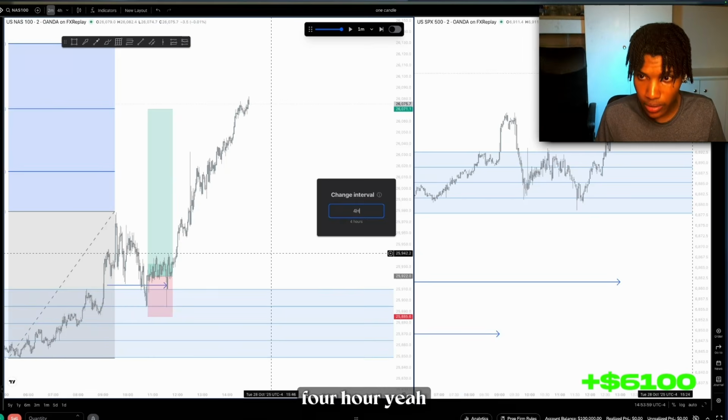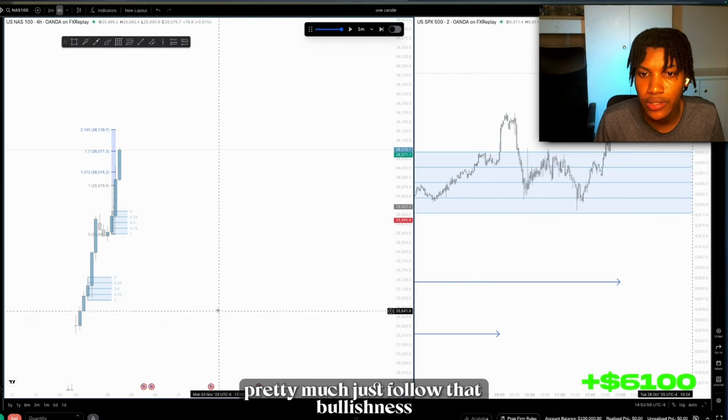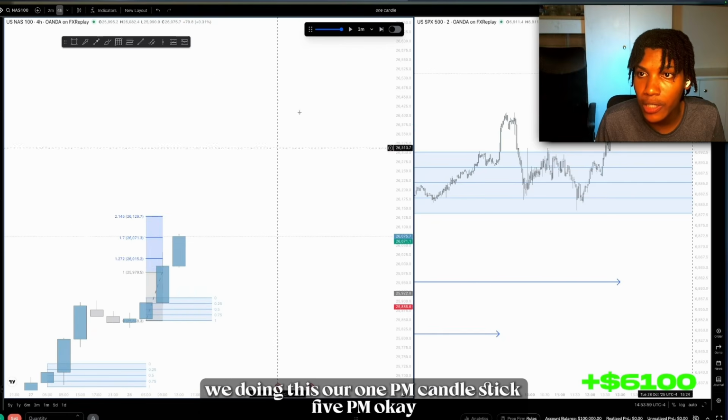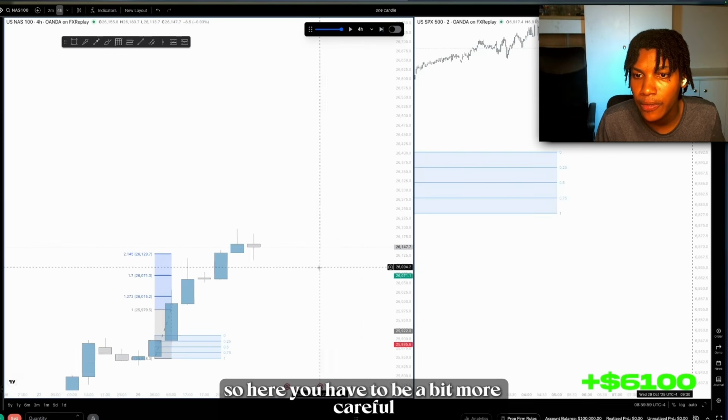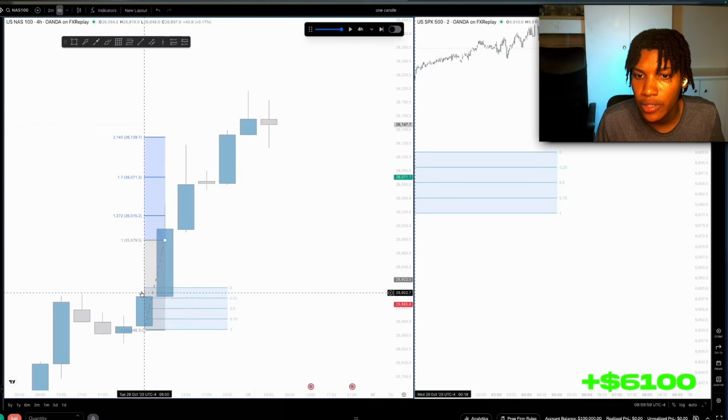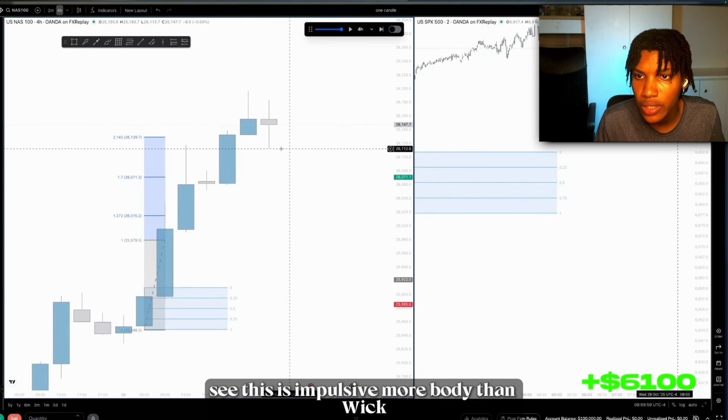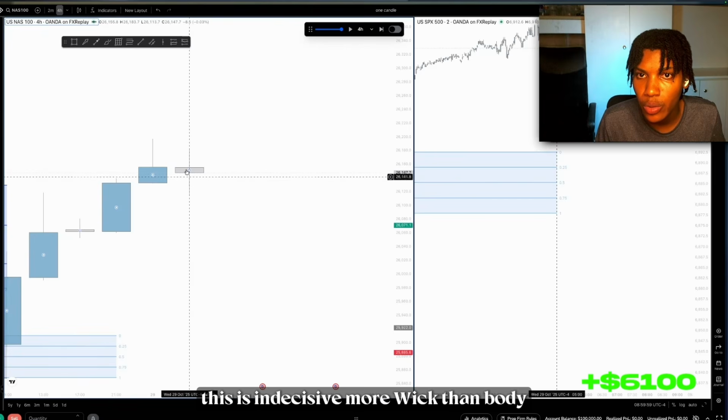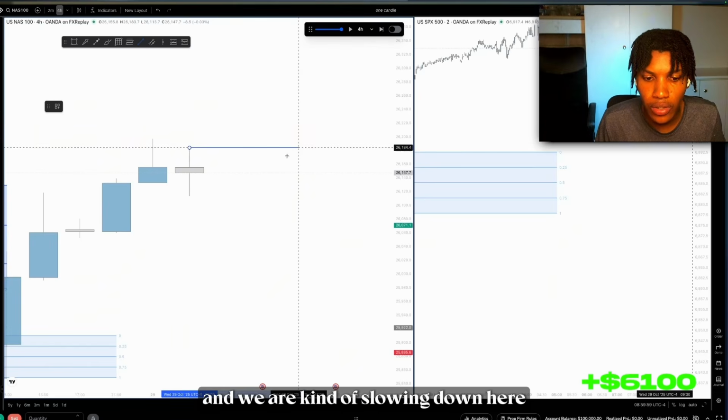Next day, 4 hour. Yeah, pretty much just follow that bullishness. That's all we're doing. This is our 1 p.m. candlestick. 5 p.m. Okay, so yeah, I have to be a bit more careful. See, this is impulsive, more body than wick. This is indecisive, more wick than body. And we are kind of slowing down here.